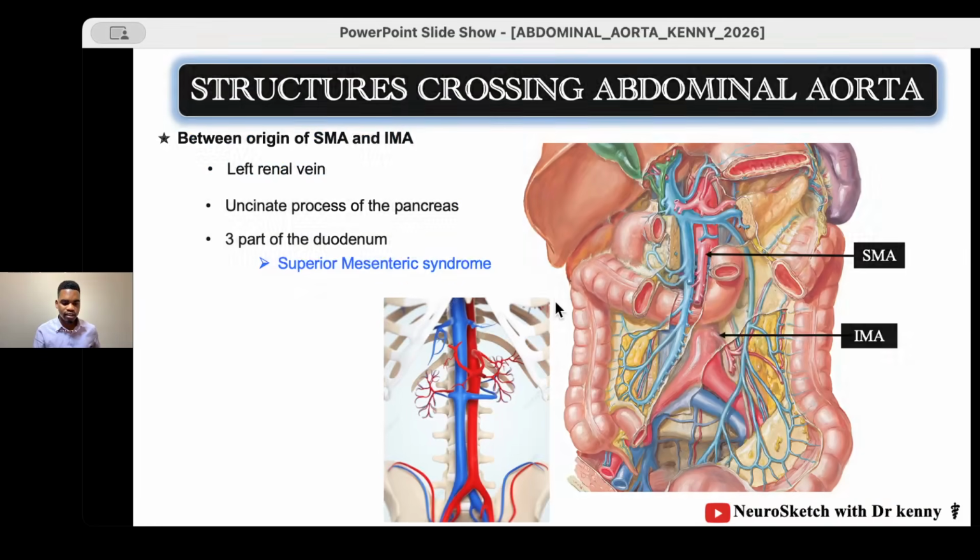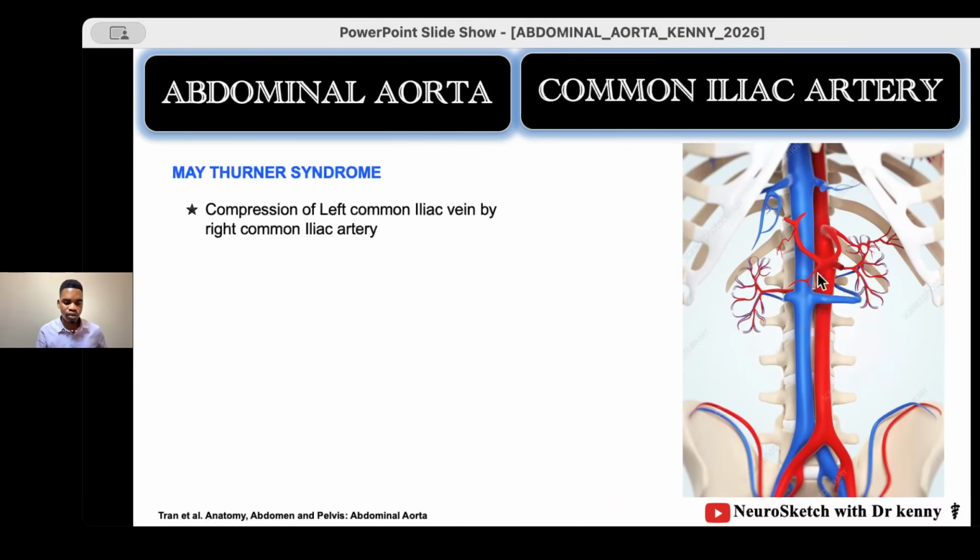Lastly, let's discuss the relationship between the common iliac artery and the common iliac vein. Now, the common iliac arteries are the two terminal branches of the abdominal aorta. The abdominal aorta bifurcates at the level of L4 to form two terminal branches, which are the right common iliac artery and the left common iliac artery. Now, the right common iliac artery crosses the left common iliac vein. This is the left common iliac vein, this is the right common iliac artery.